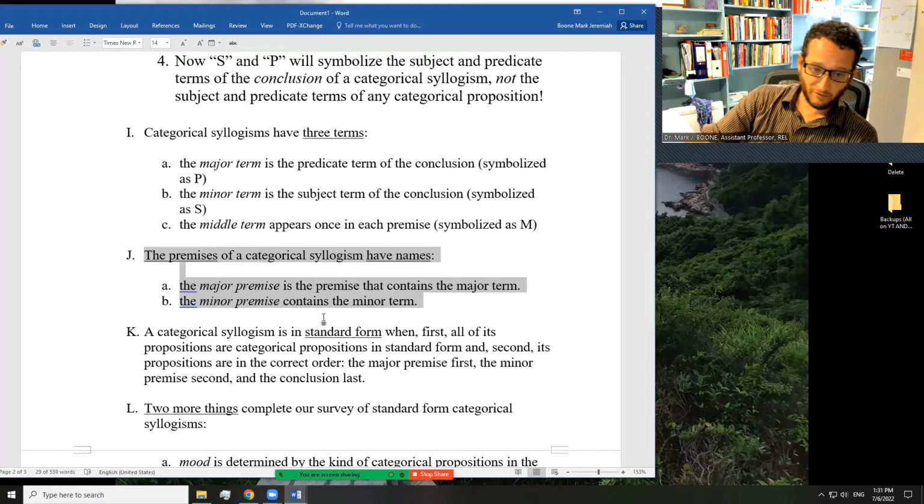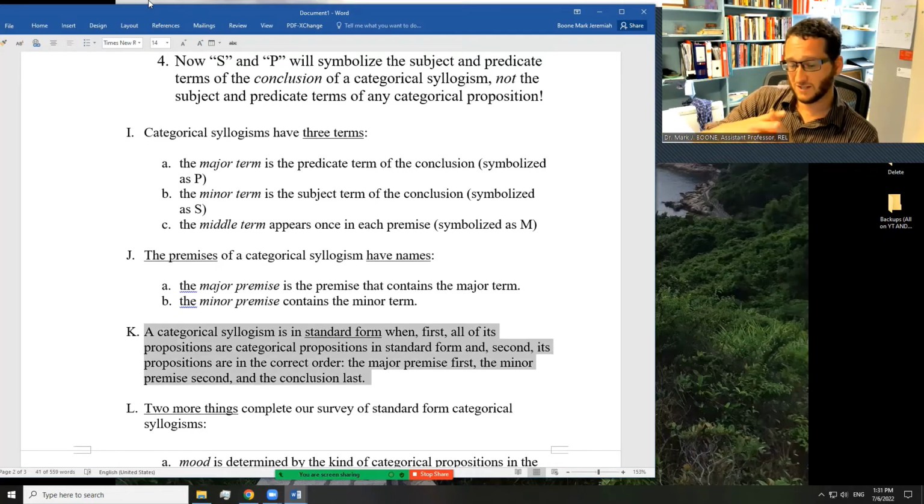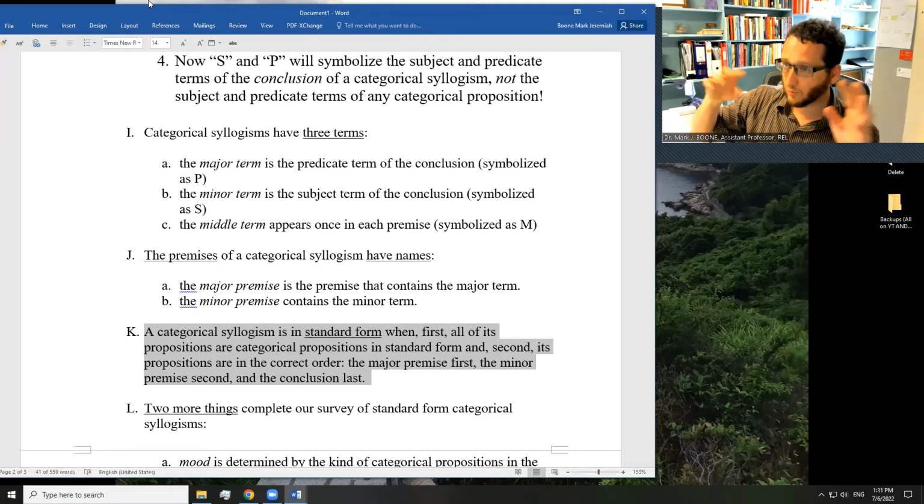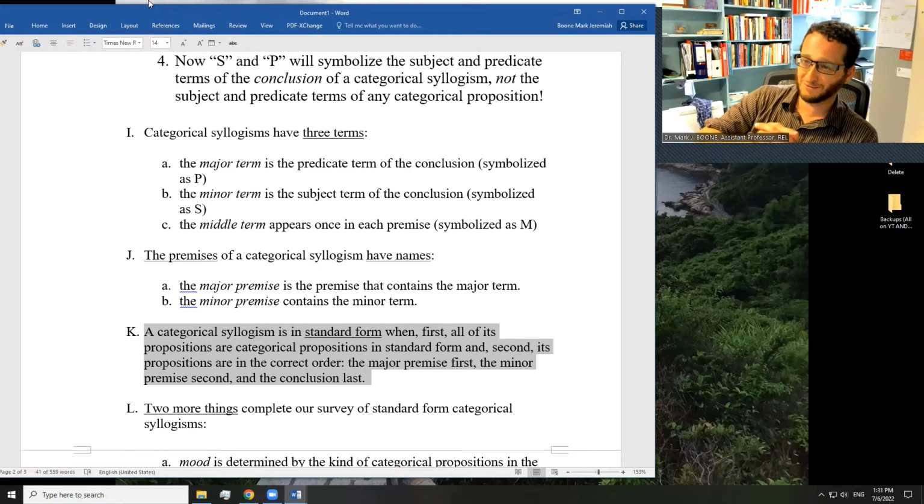Now, speaking of standard form, a categorical syllogism is in standard form when, one, all of its propositions are categorical propositions in standard form. Go back and watch an earlier video on that if there's any need. Two, its propositions are in the correct order: major premise first, minor premise second, conclusion last. And that's it. I guess that's all we need to know to put into standard form, but a whole lot of work may go into that, particularly when it comes to putting the categorical propositions into standard form.